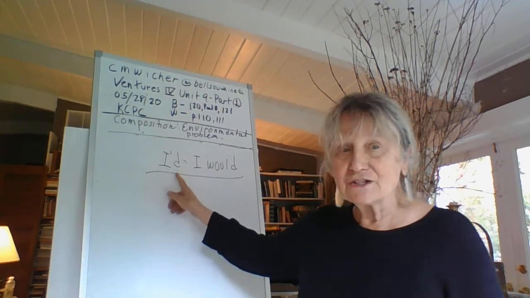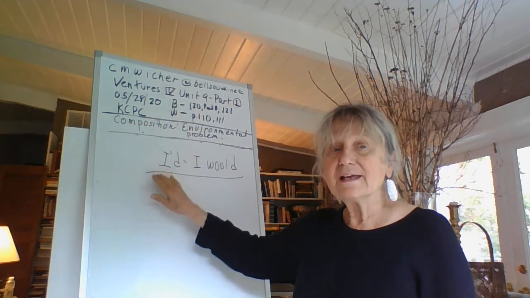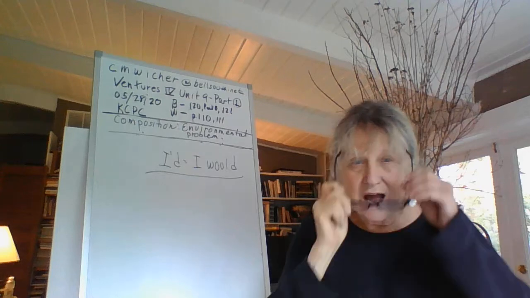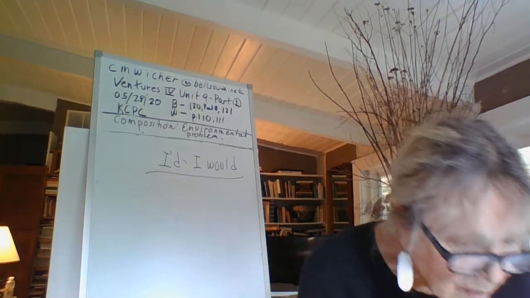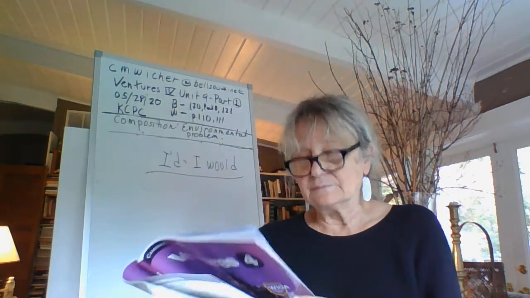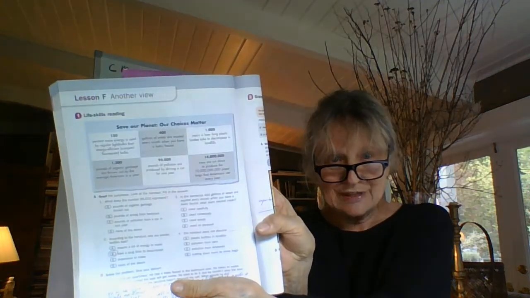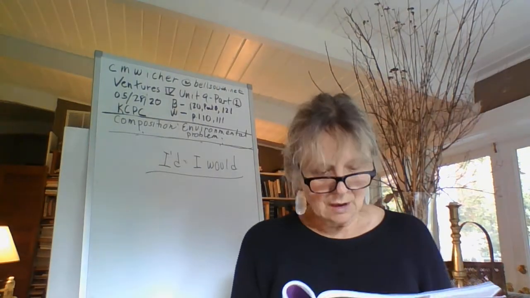So first I would like to point out that the contraction for I would is I'd. We are going to start on page 120 in our Ventures student book, and we're going to be finishing the rest of that lesson. So this is what that page is going to look like.